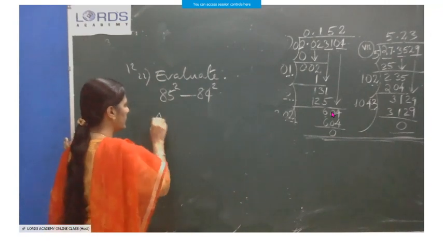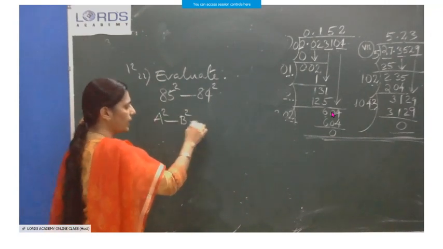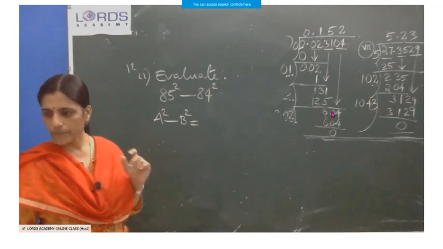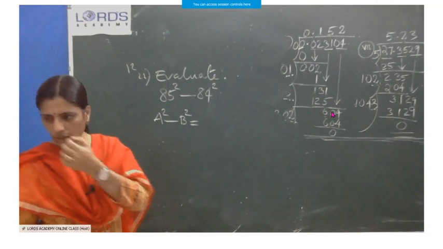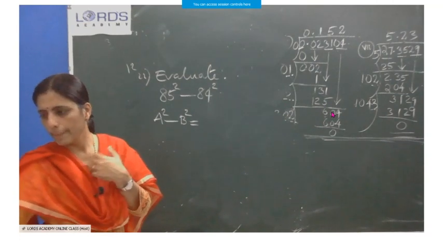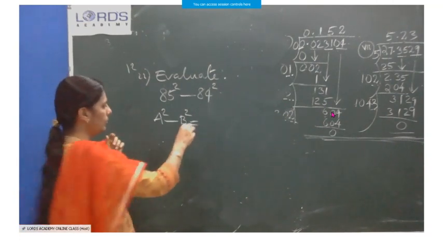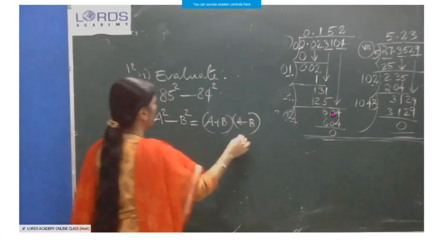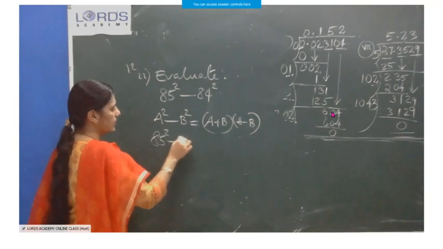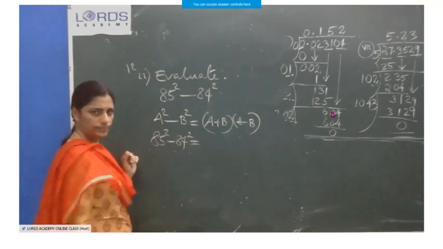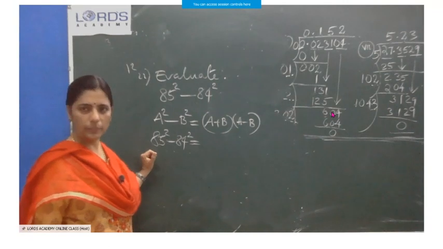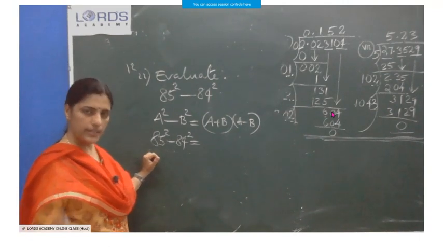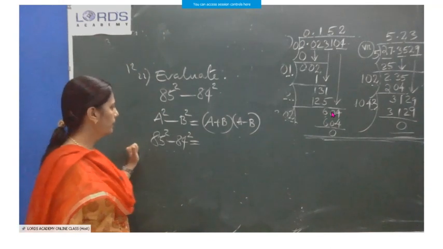There is an identity, a square minus b square. Hope that you have studied. A square minus b square equals a plus b into a minus b. Otherwise, if you didn't study it yet, next in 8th grade, 9th grade, we will study about the identity. Textbook may use some other method, but anyway, this method is good.